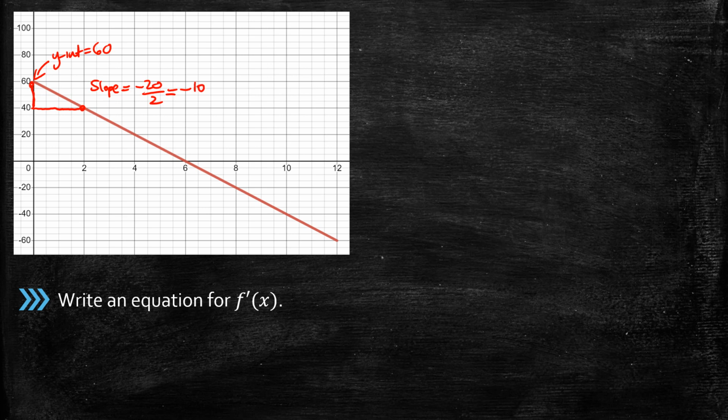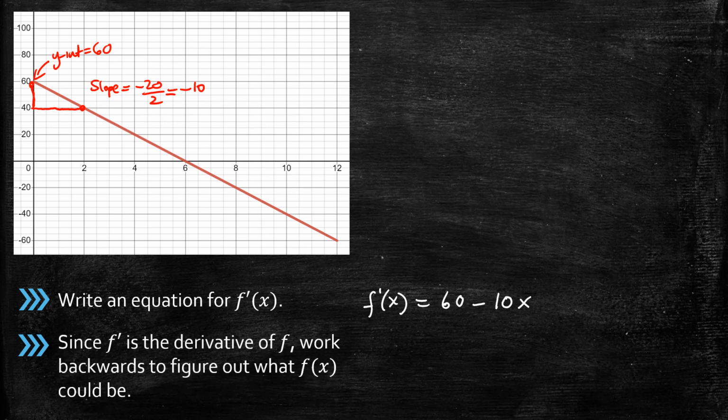Using slope-intercept form, I'm going to start with the y-intercept of 60 because it's good to think about that as the initial velocity, and then every second it's going to lose 10 meters per second, the slope. So that would be the equation for a linear function. That's not too bad. Now this is the conceptual leap. Given that we know f prime of x is this function, we're going to work backwards and figure out what f of x must have been in order that when we took its derivative, we got f prime of x.